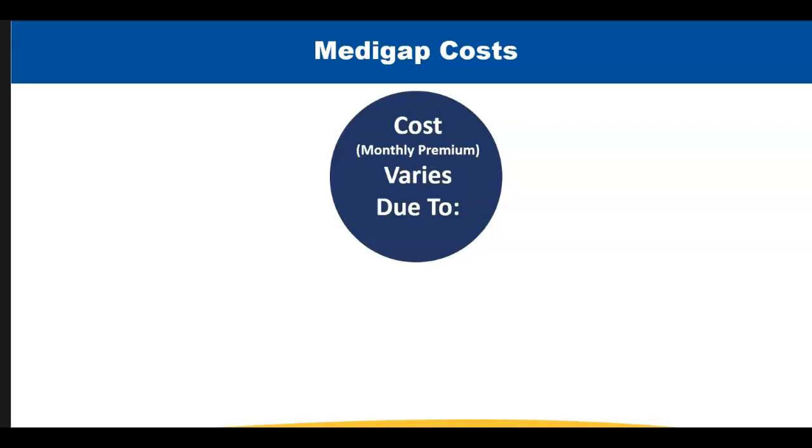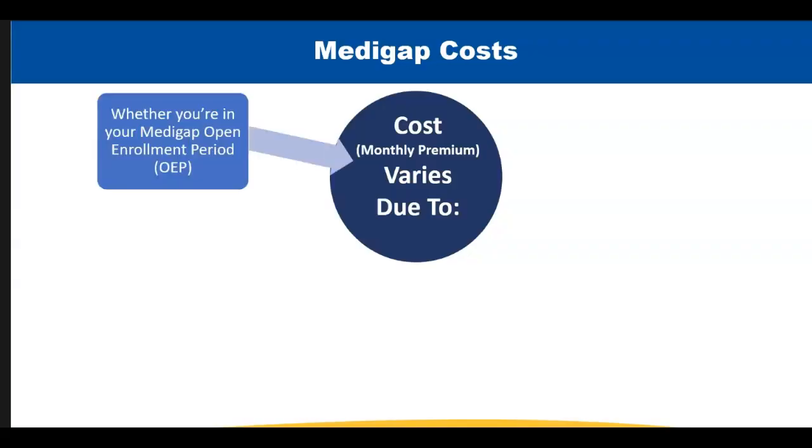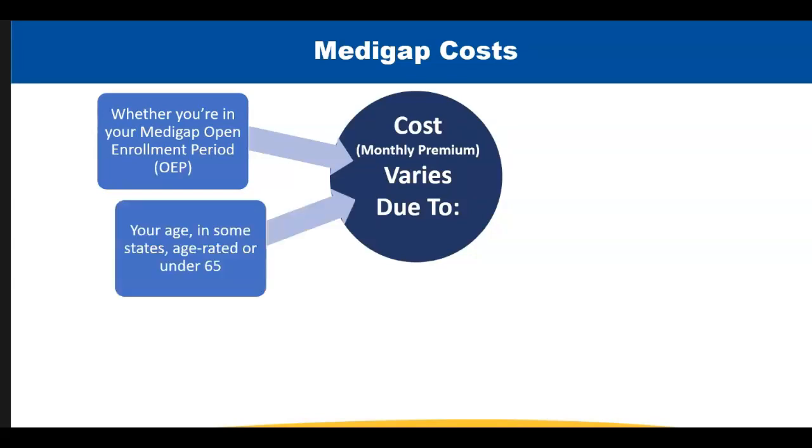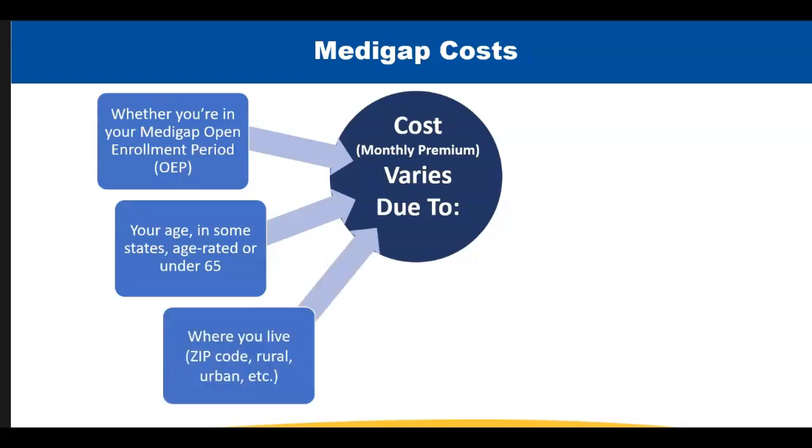So to summarize, these are the different variables that go into how a Medigap plan is priced and how it could cost differently. Whether you're in a Medigap open enrollment period. As we talked about, that's when they can't do medical underwriting. They have to sell you the plan. The cost is going to be different. Your age in some states. We talked about the different ways that states could possibly price them or rate them, is the term we use, age rated or not. So your age could affect the cost of your Medigap plan.